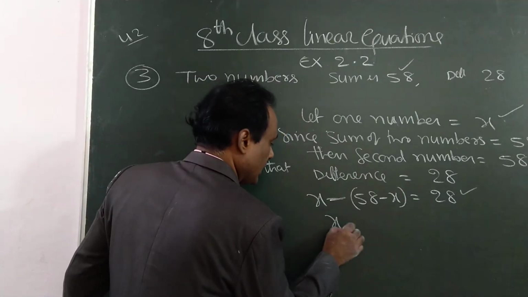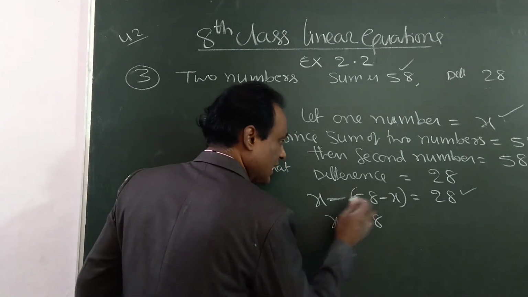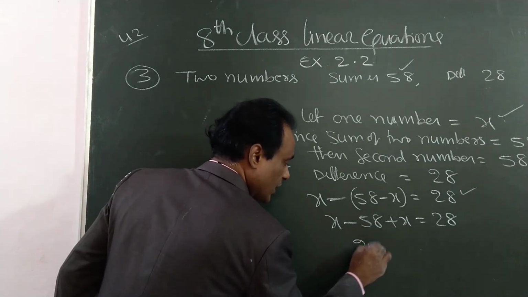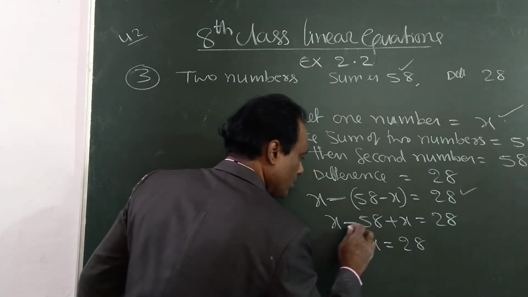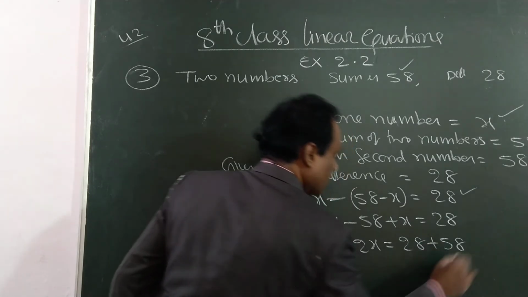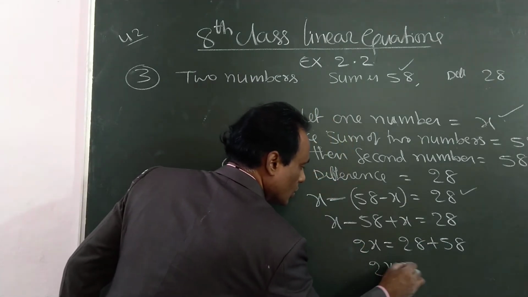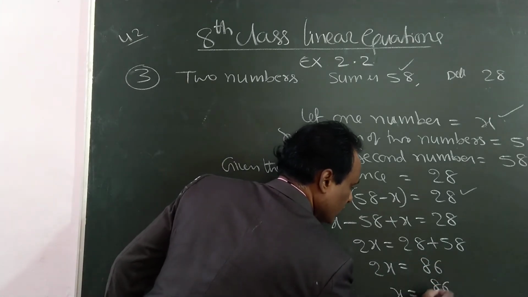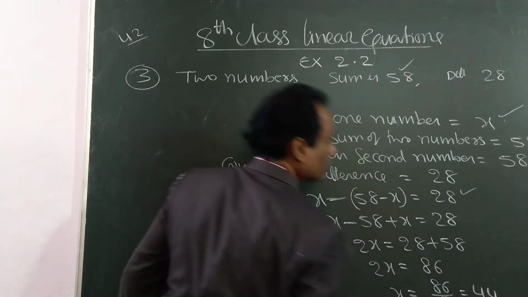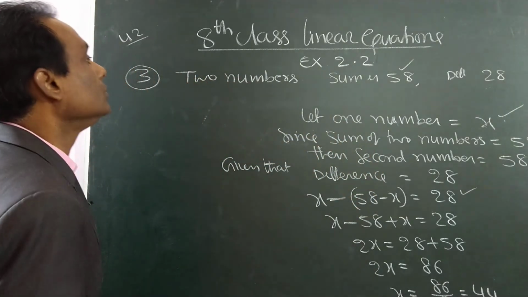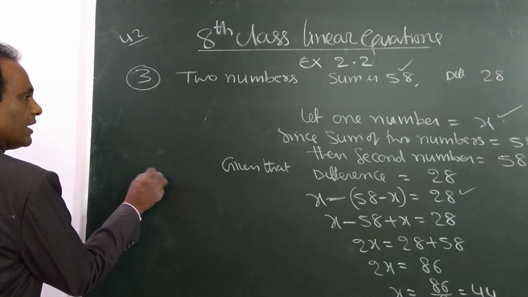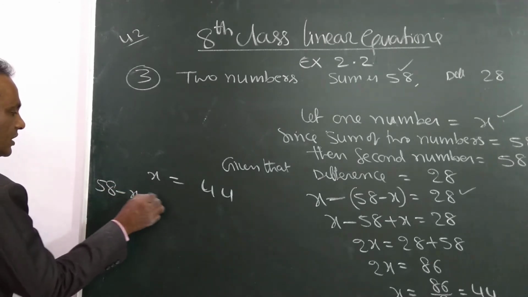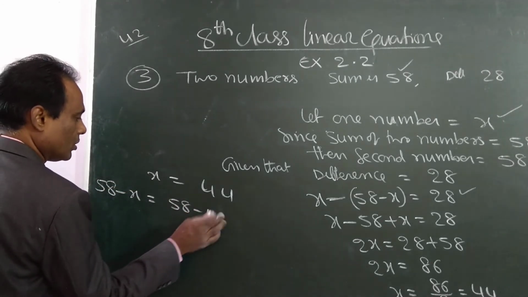See here. x minus (58 minus x) is equal to 28. Minus into minus is plus x. x plus x is 2x, equal to 28 minus 58 that side plus 58. So 2x is equal to 28 plus 58, which is 86. So x is equal to 86 by 2, that is 44. So the number x is equal to 44 and the other number is 58 minus x, that is 58 minus 44.